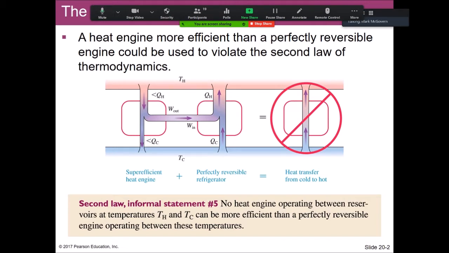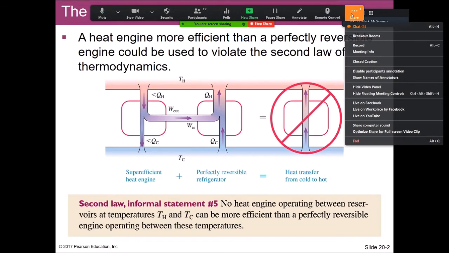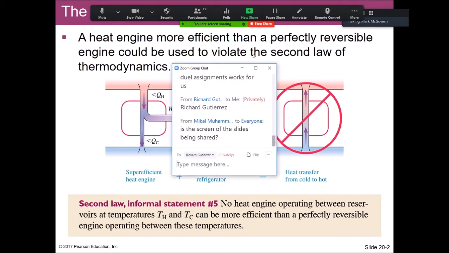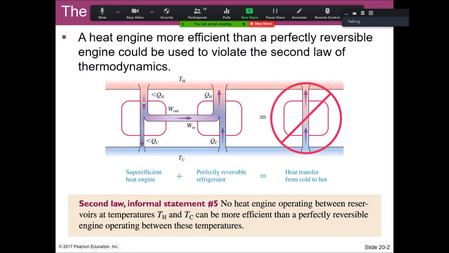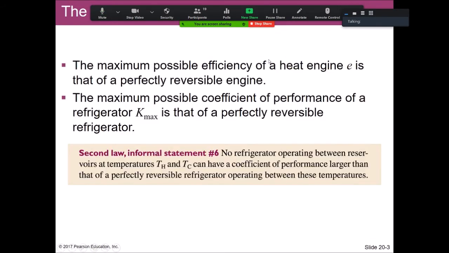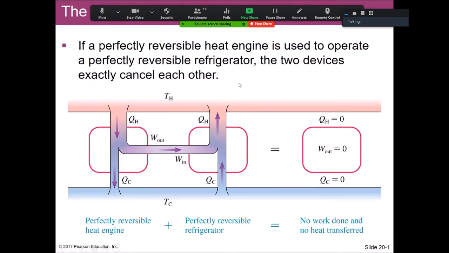And so this one here says no heat engine operating between reservoirs at temperature hot and cold, so we call it TH and TC. These are hot and cold reservoirs. Sorry. Anyway, this was the first. I wasn't sharing my slides.